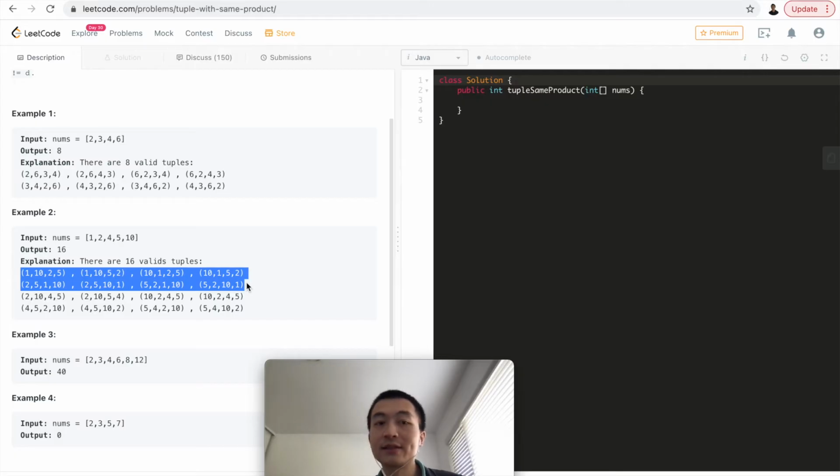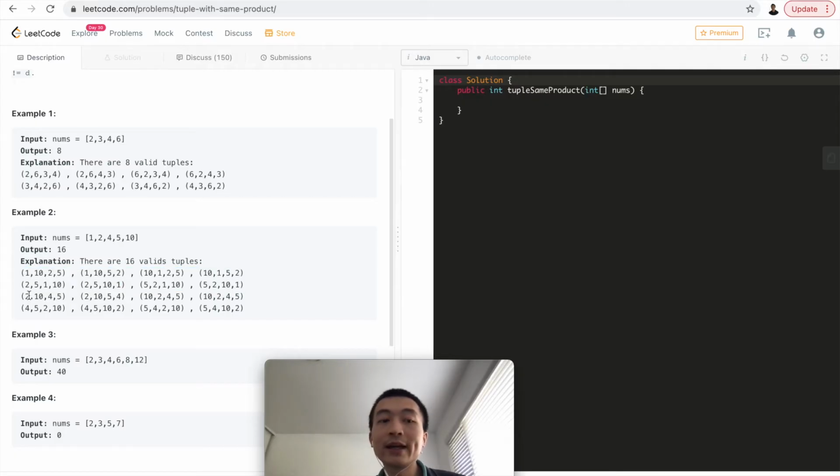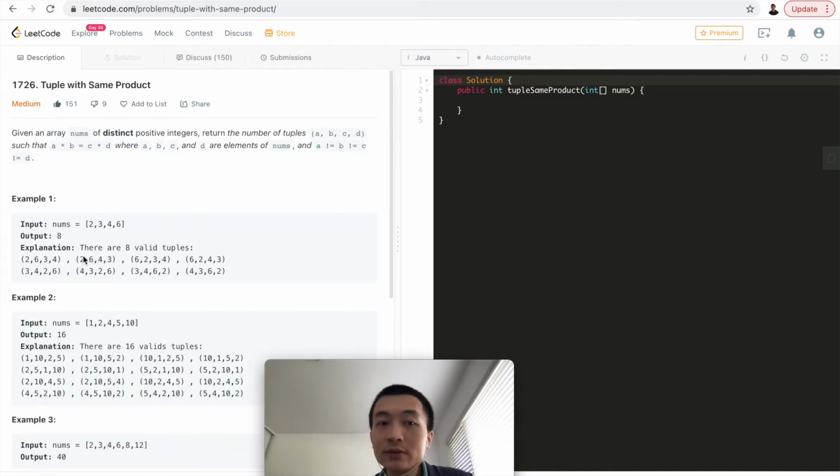The product is 10. And then we have a second product, which is 20. 2 times 10 is 20, 4 times 5 is also 20. So another two pairs: 2, 10, 4, 5. We can have another 7 tuples that are permutations of this one, right? So a total of 16. So what can we derive from this observation?